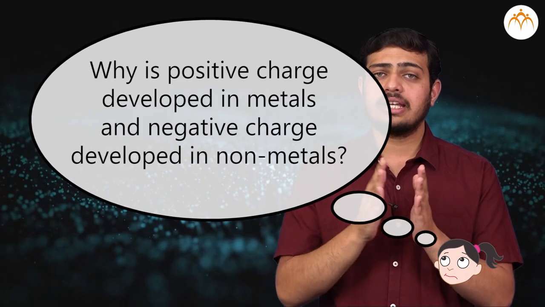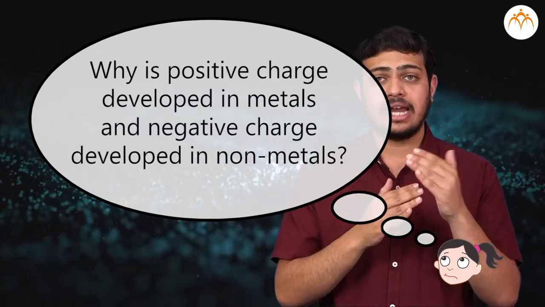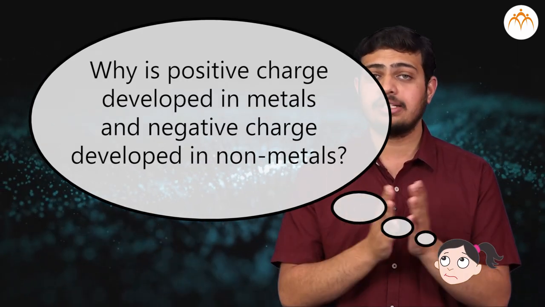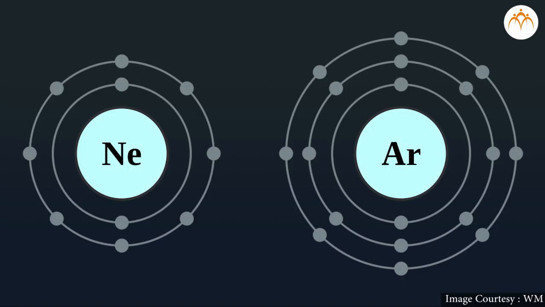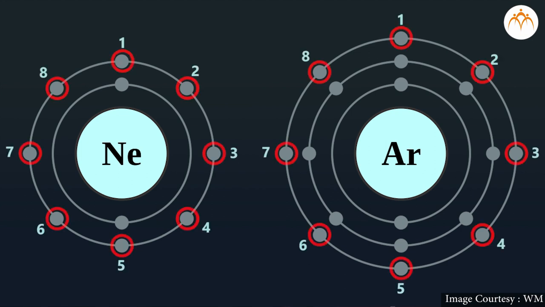Now, can you tell me why positive charge is developed in metals and negative charge is developed in non-metals? Inert gases like neon and argon are extremely stable and chemically passive. You understand that if the outermost shell consists of 8 electrons, then the atom is stable. But if it is not so, less than 8, then what will happen to its reactivity?